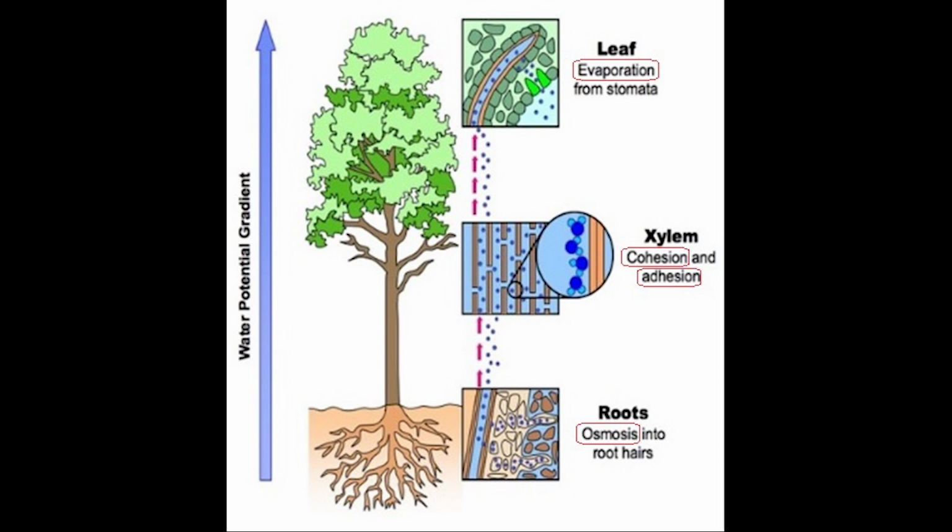When water evaporates from the leaves through the stomata, the adhesive forces between water molecules and the xylem walls help maintain a continuous column of water, pulling more water upwards to replace what was lost.